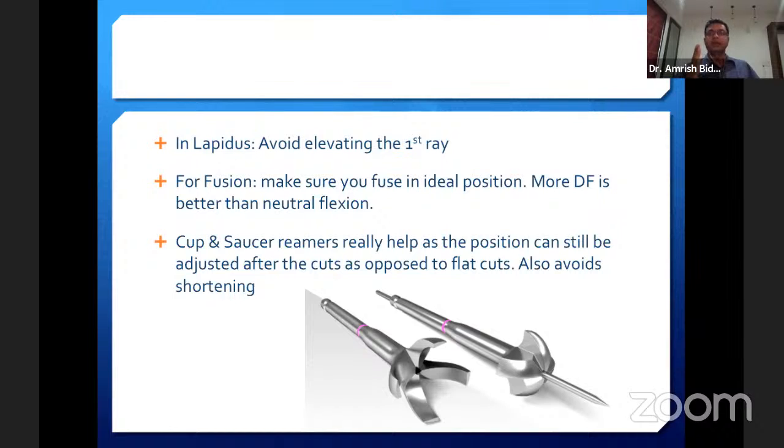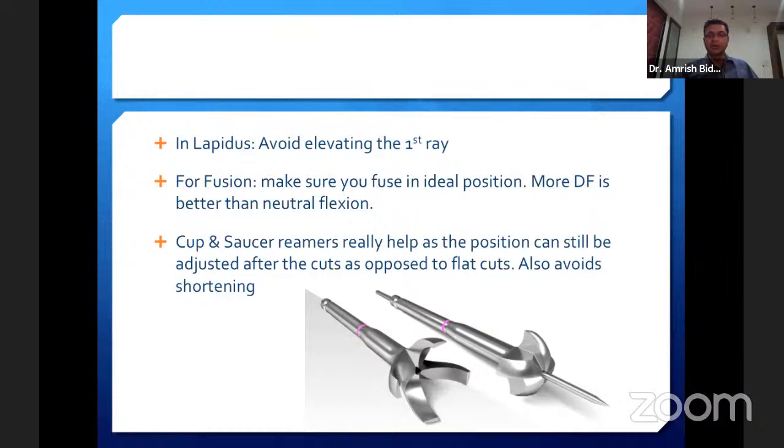Once you do the flat cuts, that is your angle. If that is not ideal, then you have to keep on making flat cuts. Sometimes that used to lead to a very short first metatarsal, which again gave problems with metatarsalgia. These reamers have really helped in solving that problem.